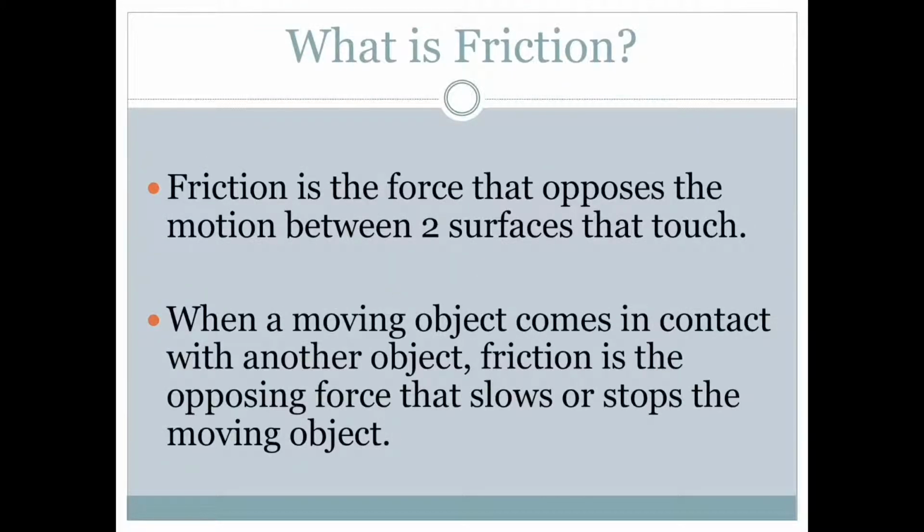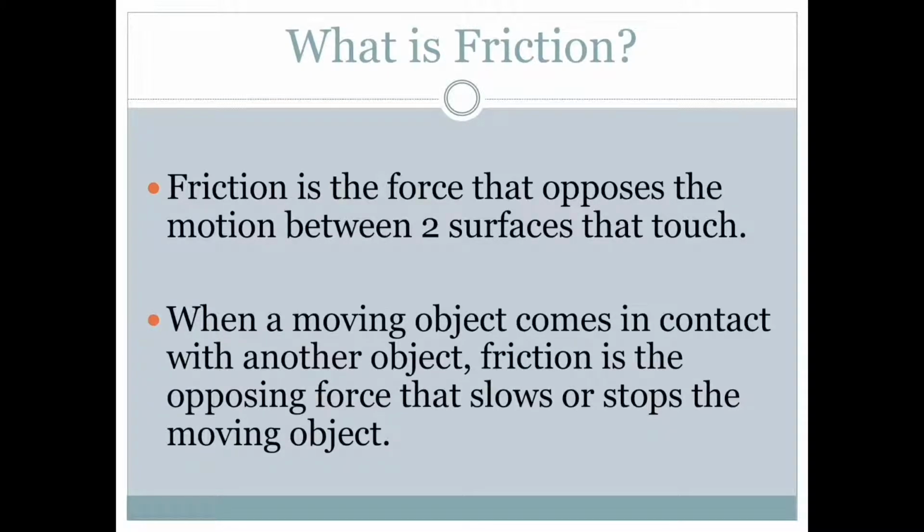So what is friction? Well, friction is the force that opposes the motion between 2 surfaces that are touching. Like your feet on the floor, your book and your desk, your car's tires and the road. All of those different things have a certain type of friction. When a moving object comes in contact with another object, the friction is the opposing force that slows or stops the moving object. So if your book is sitting on your desk not moving, it has a type of friction that's allowing it to stay there.